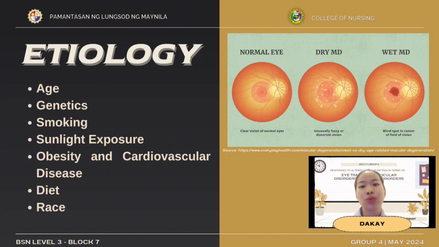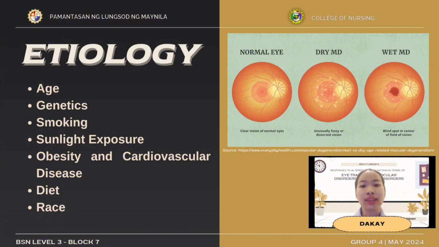Next is smoking. Smoking is a major risk factor, and quitting can help slow down AMD progression. Next is the sunlight exposure. It is believed that having excessive exposure to ultraviolet or UV light may be a factor, although the exact mechanism of this is still unclear. Then we have obesity and cardiovascular diseases. Having these conditions may be associated with an increased risk of AMD.